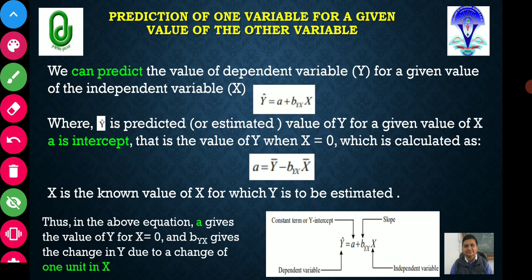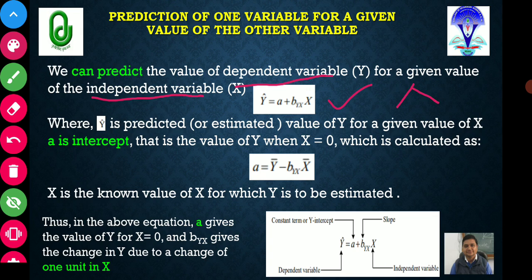Or you will be observing the values of x and y, and after observing the values you will try to know, for a future x value, what will be the y value. If you have only the x value, what will be the y value? So we can predict the value of the dependent variable for a given value of the independent variable.